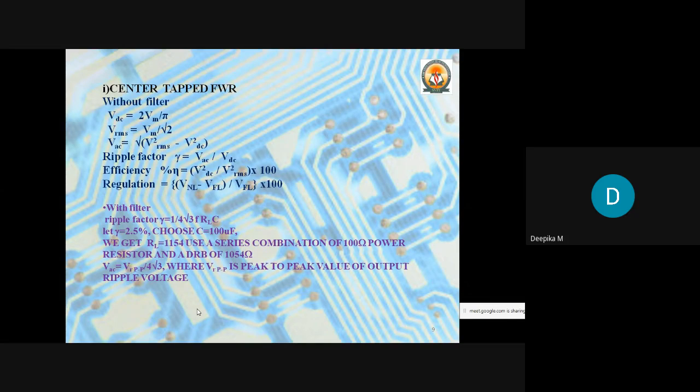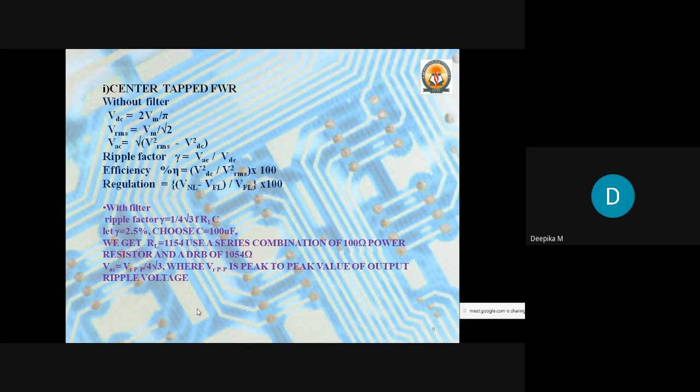Usually we are going to fix the ripple factor as 2.5%. If my ripple factor is 2.5% and capacitance is 100 microfarad, and I want to design the circuit for this value, then usually the RL will be in the range of 1154 ohm. That can be calculated and kept in the DRB box.